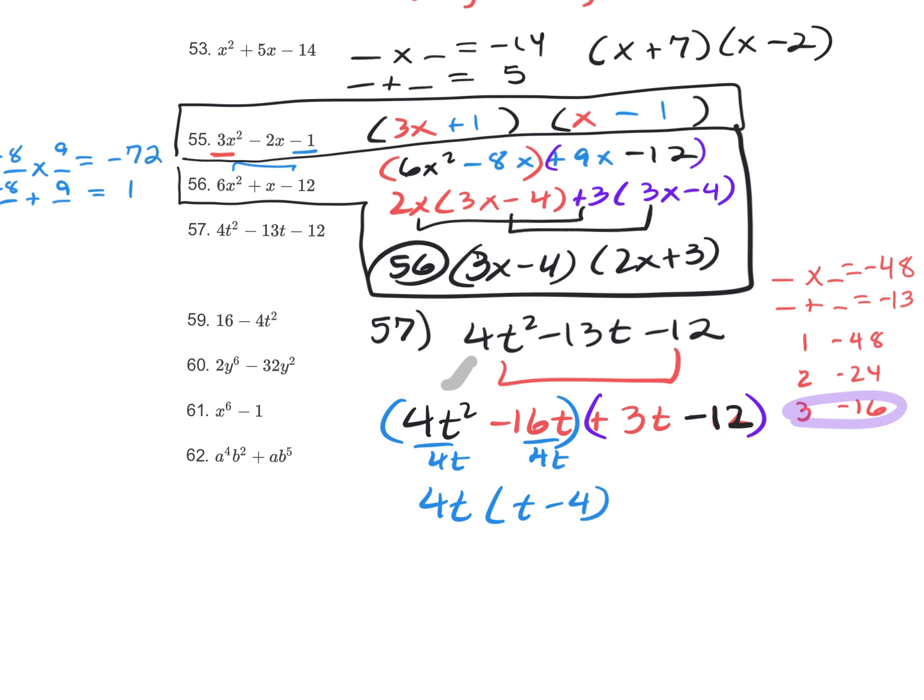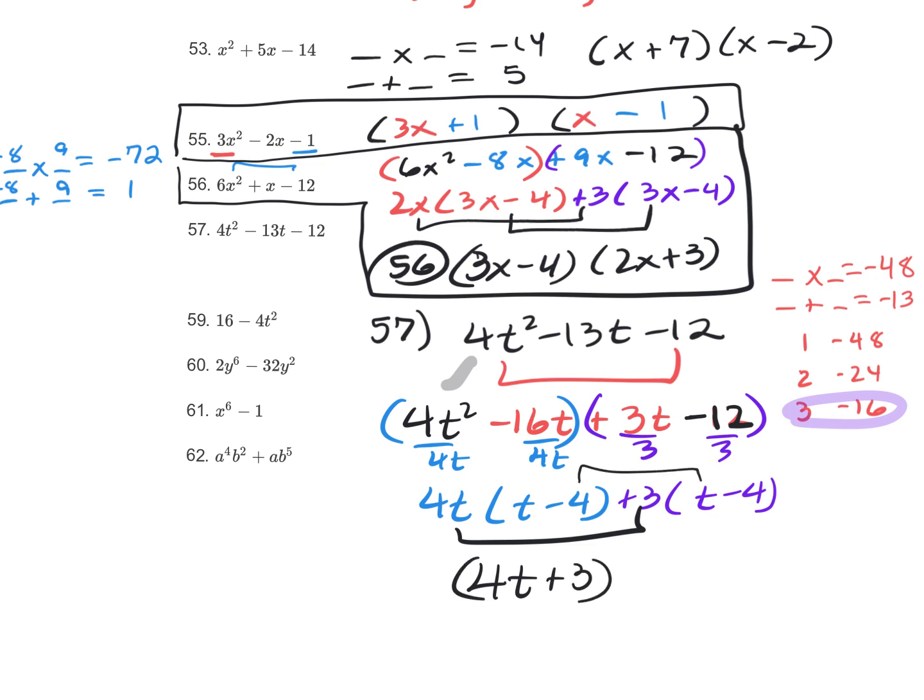Divide. And then my greatest common factor of purple is going to be 3. I'm going to take the two GCFs that I just divided by. That becomes my first binomial. And then the second binomial is what they have in common. And then you're done. And this is the answer to number 57.